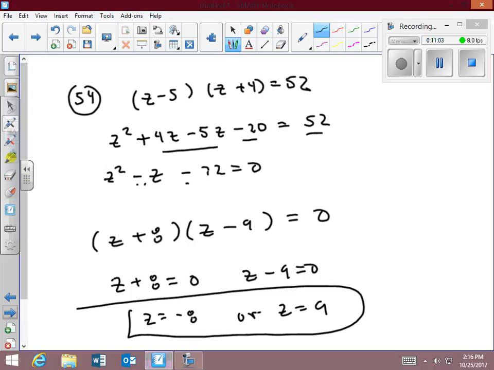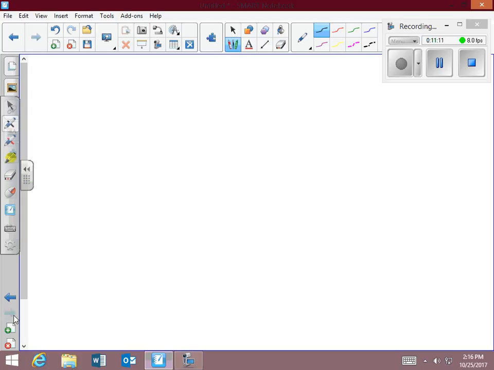Okay. Do you see any of those that you may have trouble with? Anything? Okay. Now, I'm going to do word problems. 60 says the square of a positive number is 6 more than 5 times the positive number. Find the number.